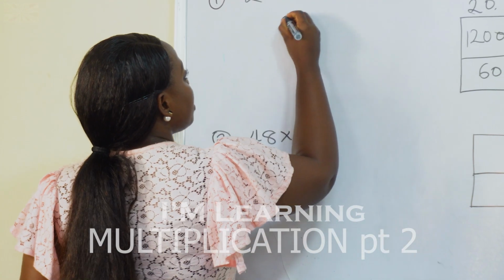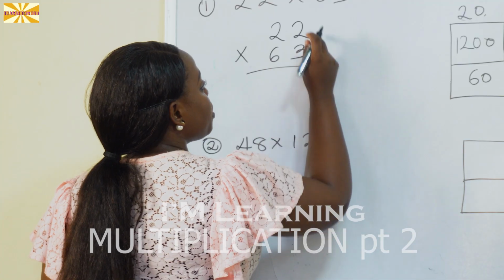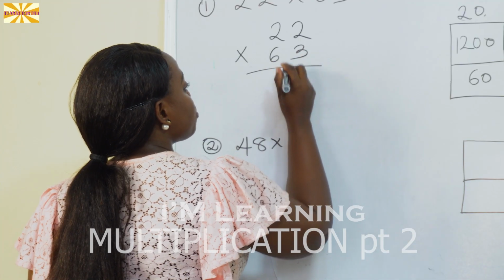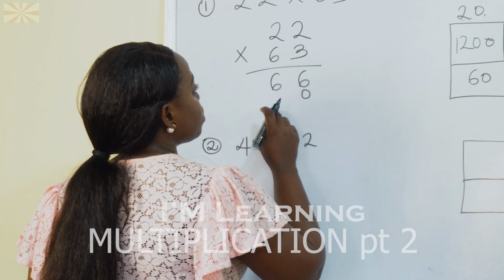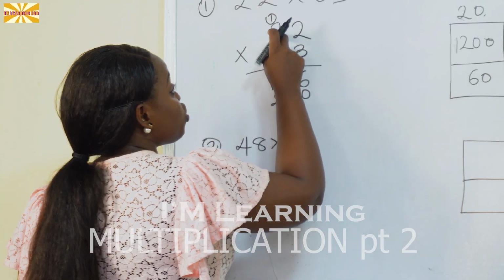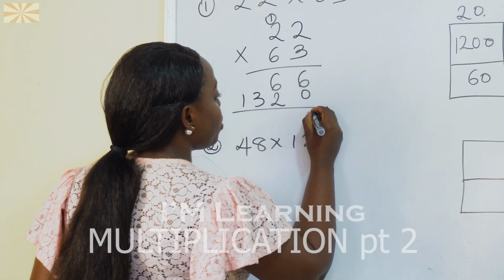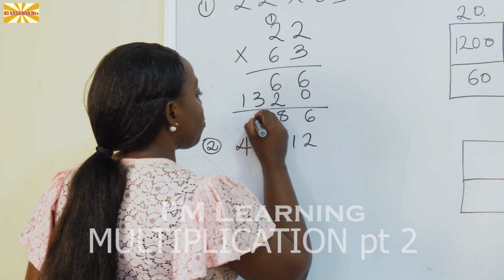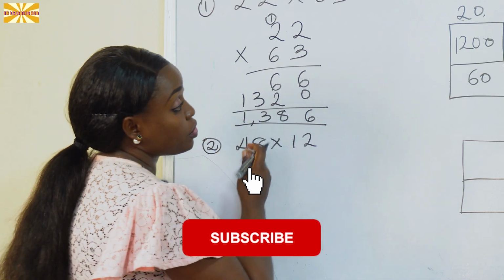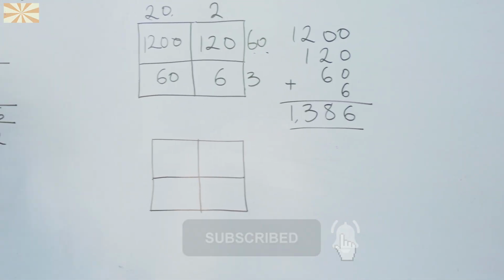Now I'm going to do this multiplication in the vertical method just to confirm whether this is correct or not. So you have 22 times 63. 3 times 2 is 6. 3 times 2 is 6. Remember to put your placeholder. 6 times 2 is 12. Carry your 1. 6 times 2 is 12 plus that one you carried is 13. Now let's add. You have 6, 8, 3, and 1. 1,386. Right.